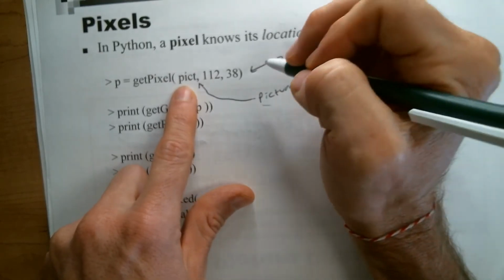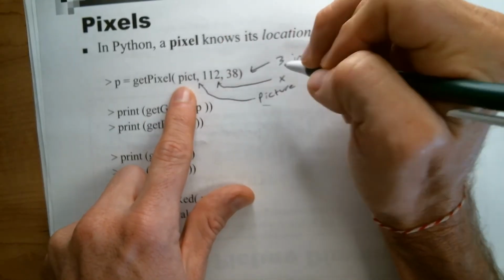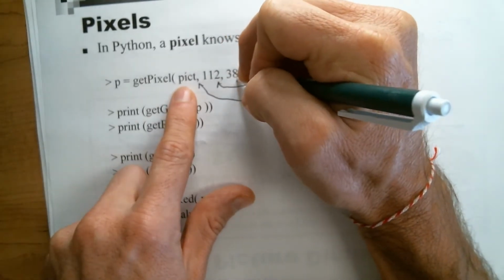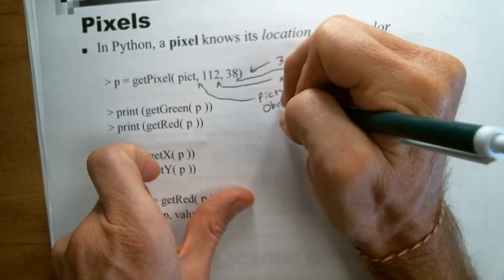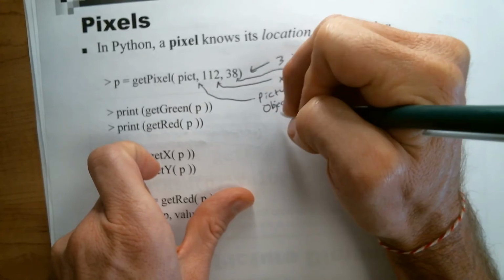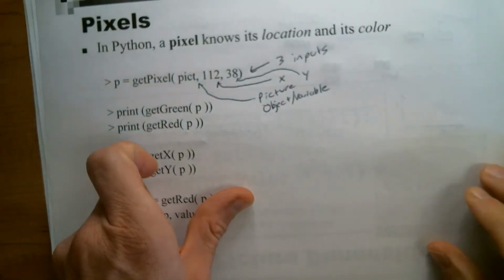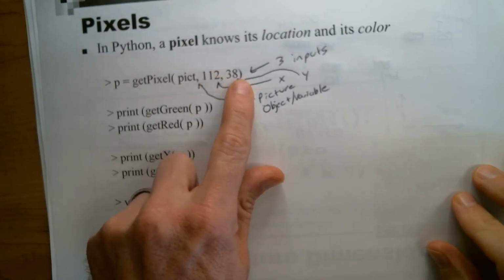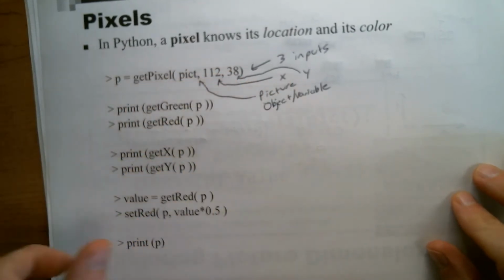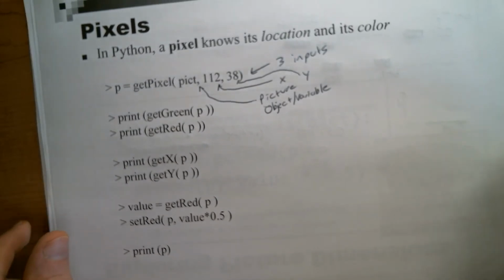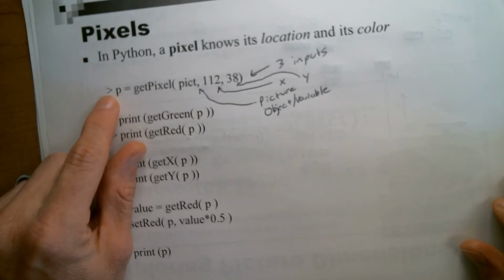And then you're specifying the X coordinate and you're specifying the Y coordinate. So this is, again, a picture object, or you can think of it as a variable for right now. This is our X coordinate, this is our Y coordinate. So anytime you use GetPixel, you need to have these 3 inputs, and it needs to be in that order. P is just the name that we picked.